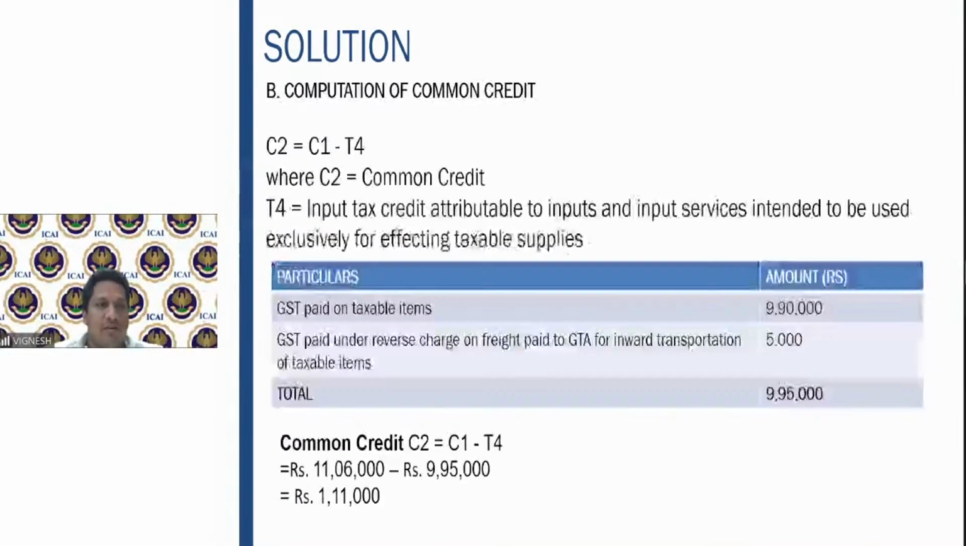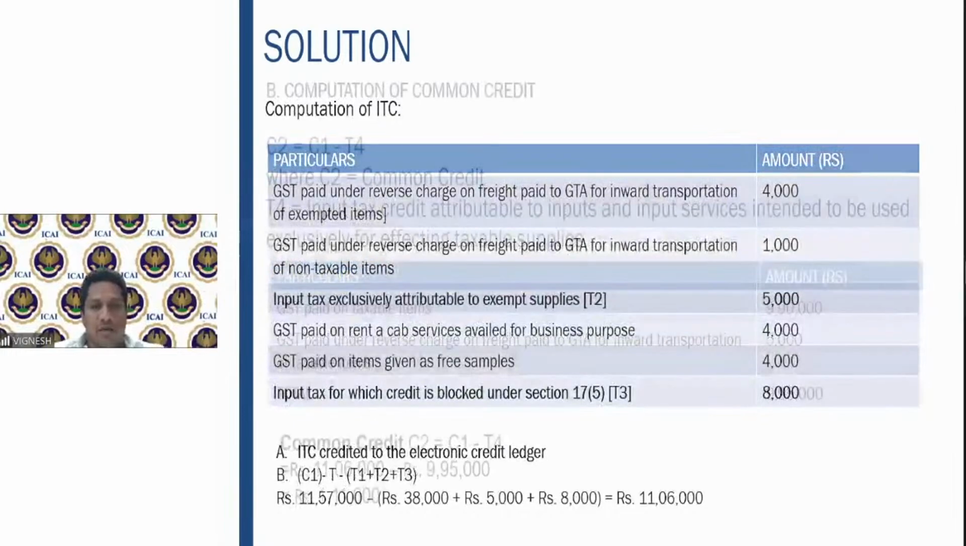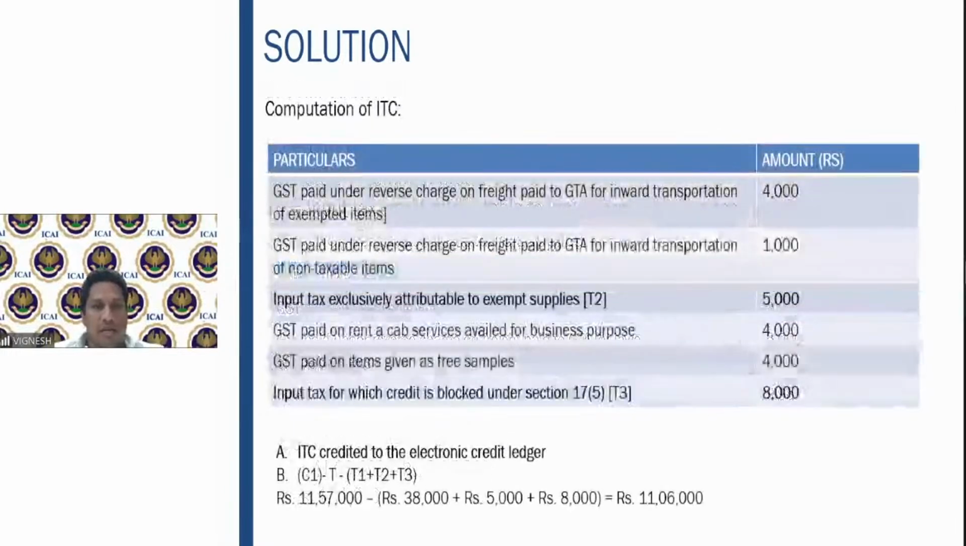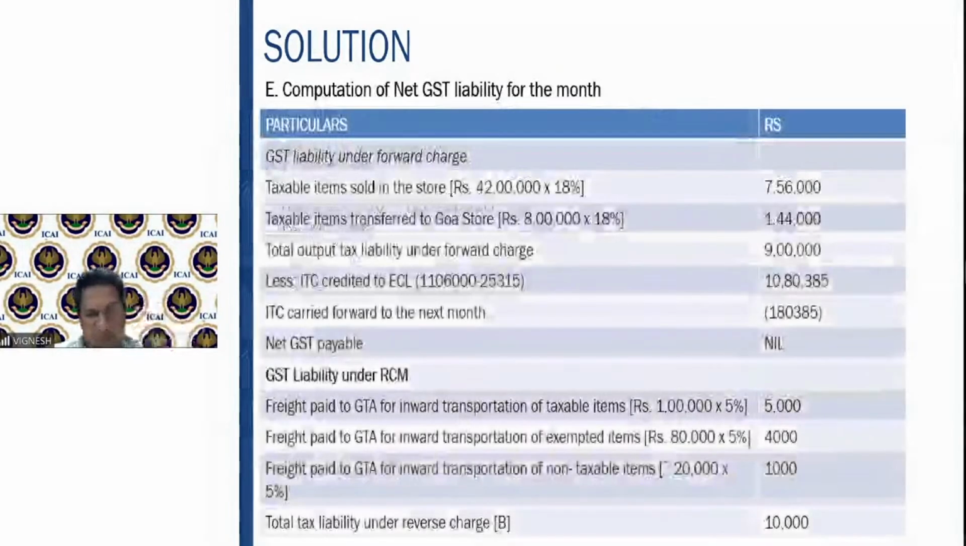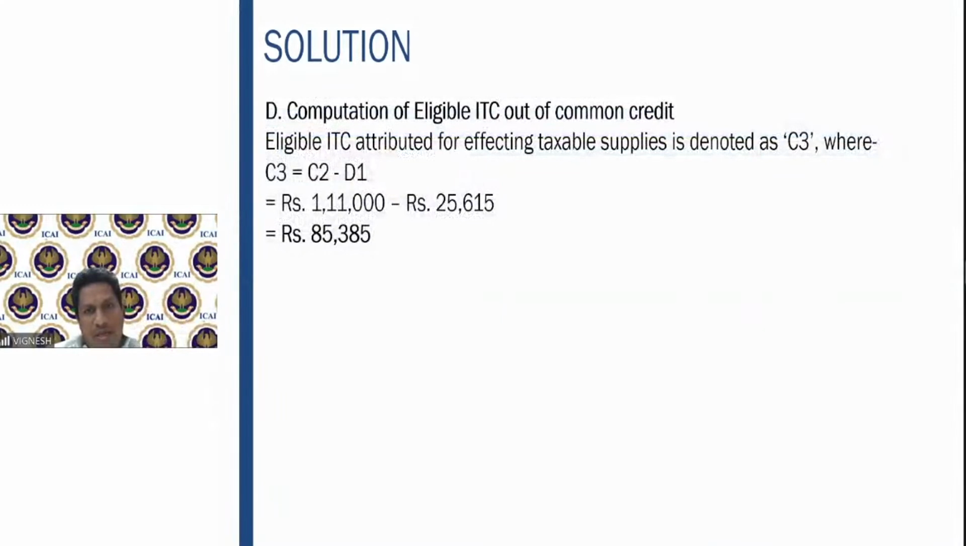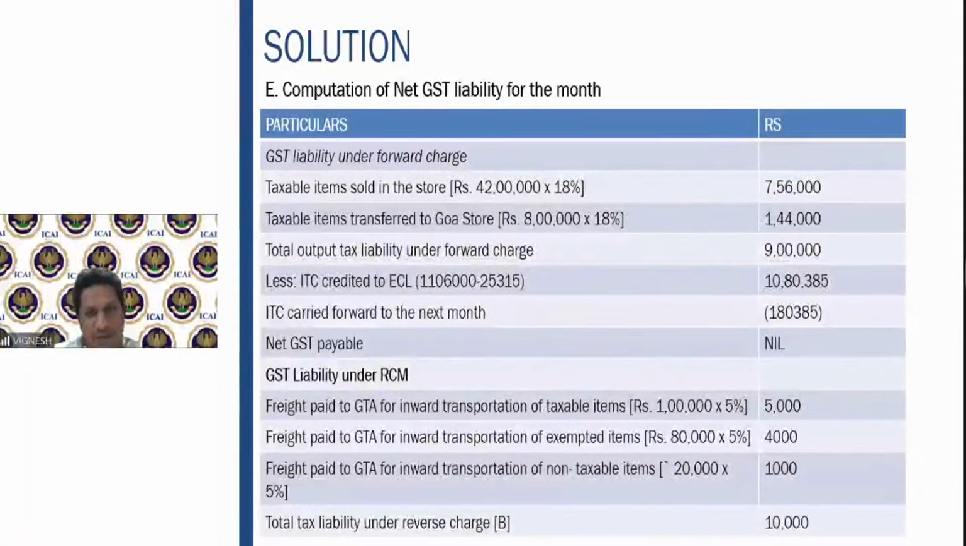How did we get this? Go here. Okay, this is the common credit. ITC credited to the credit ledger is 11,06,000. Okay, 11,06,000. From there, ITC attributable to exempt supply is 25,315. So 1,080,385 is the ITC credited to the electronic credit ledger. Please bear in mind, I have not yet come to reverse charge at the moment. I'll tell you what it is now. ITC carry forward to next month is 183.85.